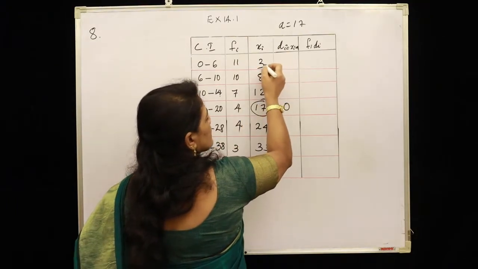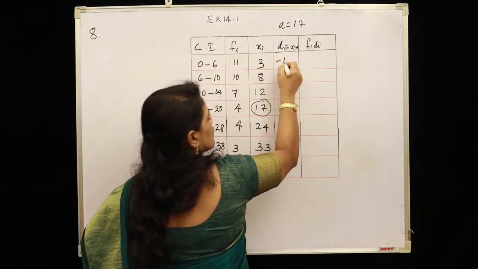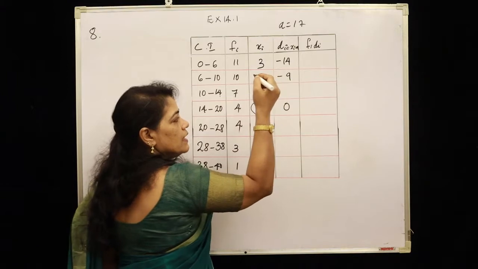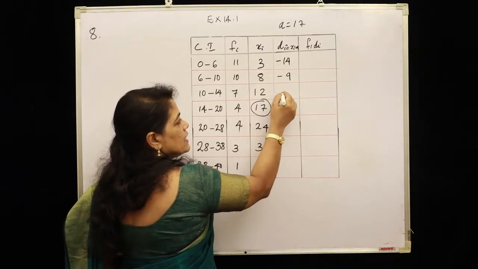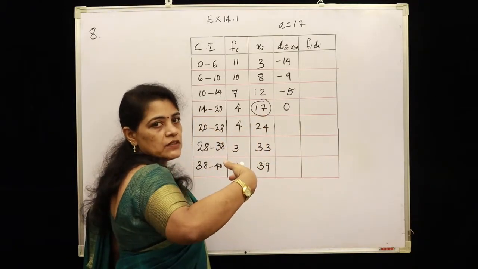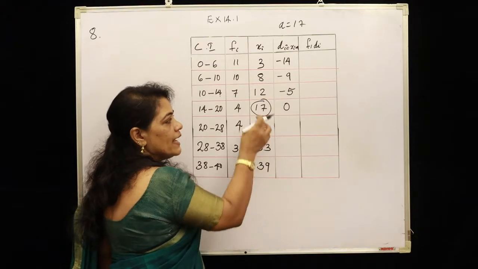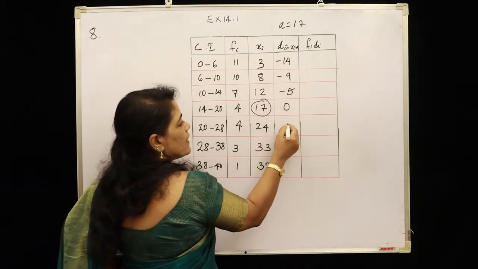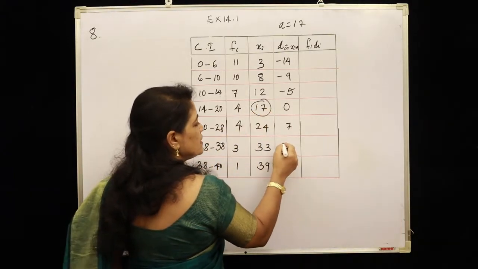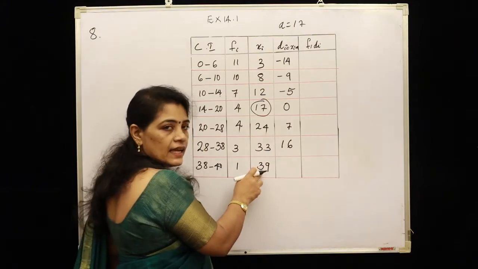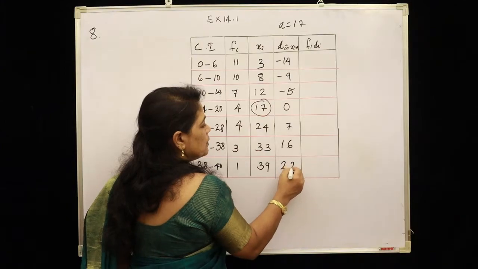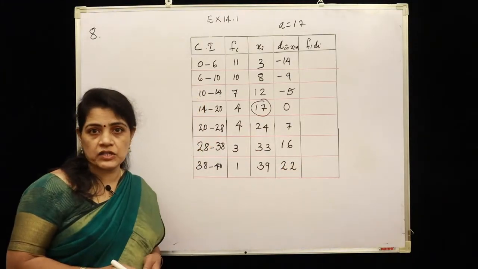So 3 minus 17 is minus 14. 8 minus 17 is minus 9. Clear? Then 12 minus 17, negative 5. 24 minus 17, next come positive values because all these values are greater than 17. So 7. Then 33 minus 17, 16. 39 minus 17, 22. These are the deviations.